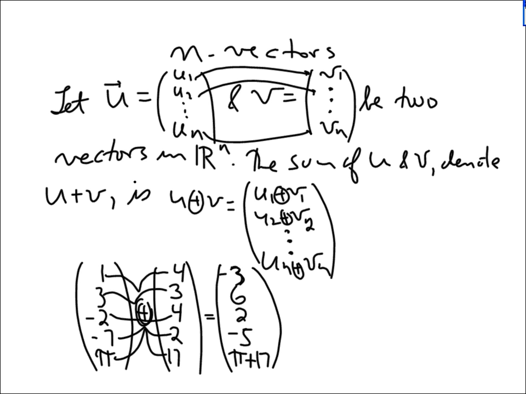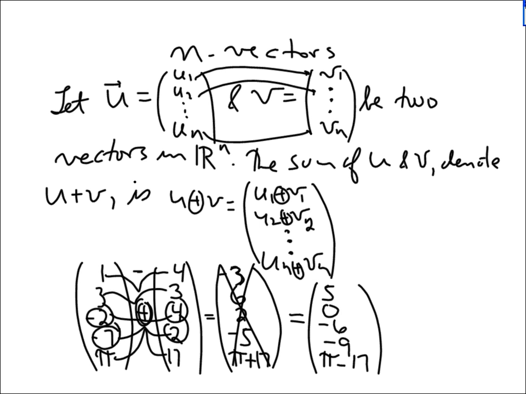If instead of addition it said subtraction, well then these answers are wrong. We have 1 minus a negative 4. We have 3 minus 3. Negative 2 minus 4, negative 7 minus 2, and pi minus 17. We would have that answer if it were subtraction. Vector u minus vector v, where vector u is what it says below, and vector v is what it says below.